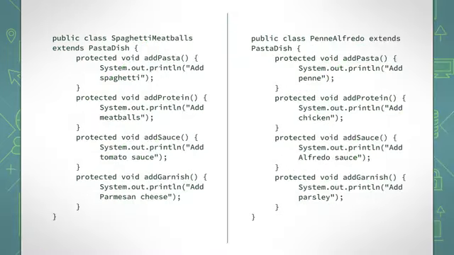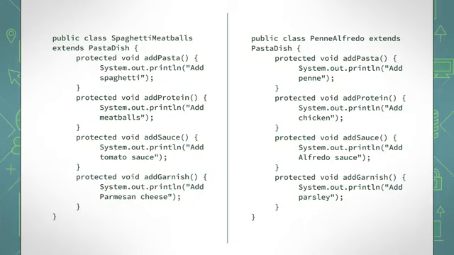Now that I've gone over the pasta dish superclass and its template method, I will go over the subclasses. Let's take a look at what our spaghetti meatballs and penne alfredo subclasses look like. Both spaghetti meatballs and penne alfredo extend the pasta dish class. They each have to implement the abstract methods add pasta, add protein, add sauce, and add garnish to provide the suitable ingredients for the dish.